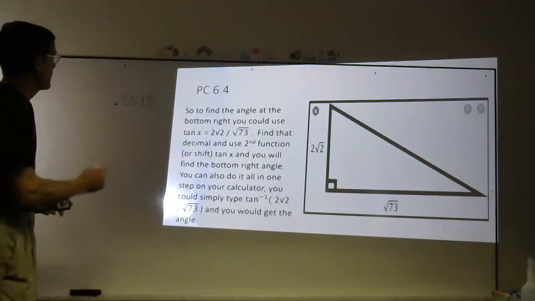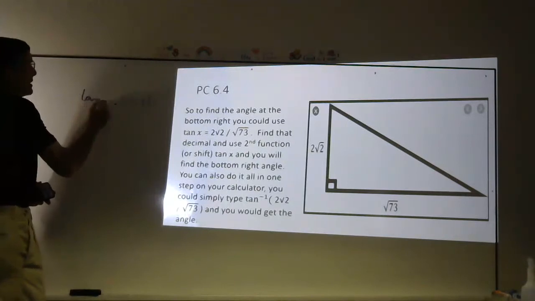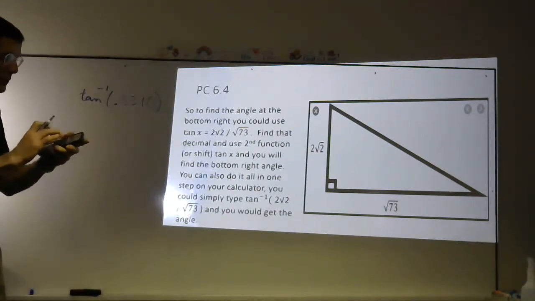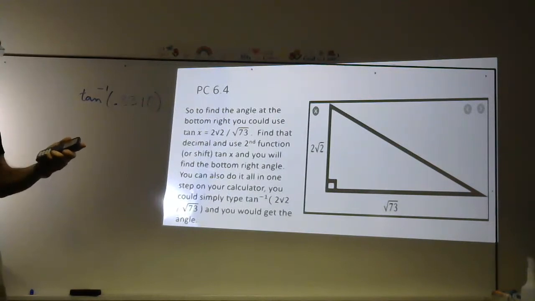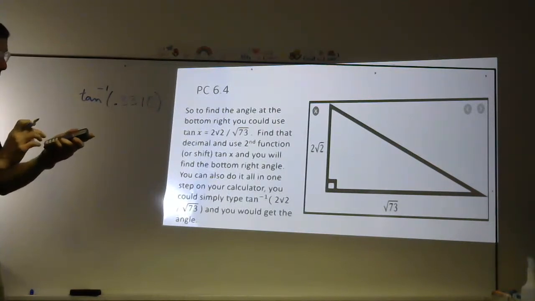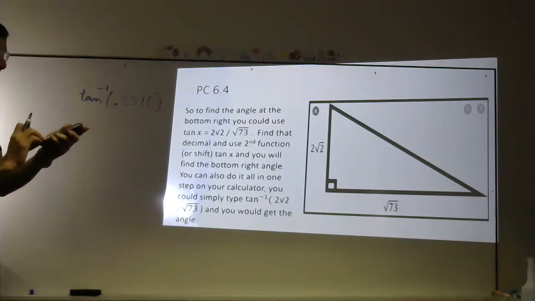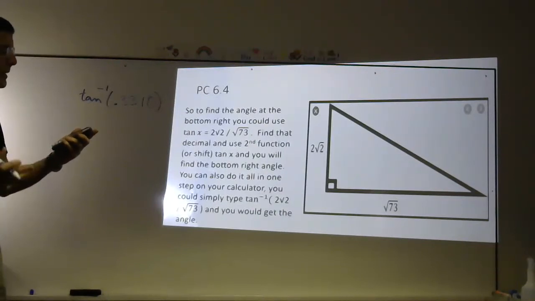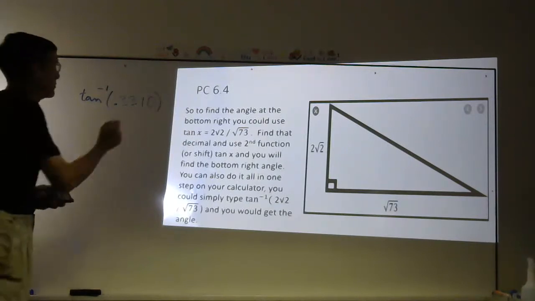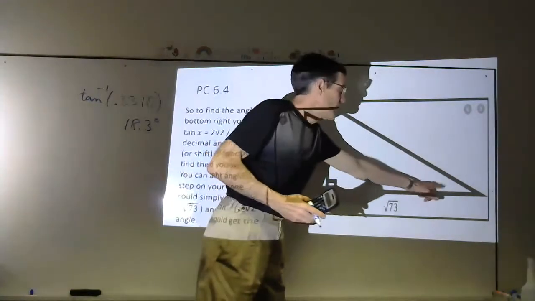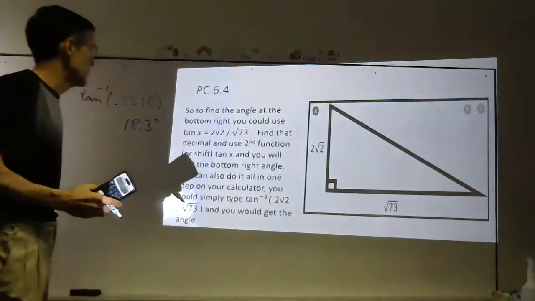Now, to find that angle, I would want to take tangent inverse of 0.3310. So second function tangent or shift tangent, depending upon how your calculator works, 0.3310. And I get an answer right around 18.3 degrees. This angle is very, very close to 18.3 degrees.